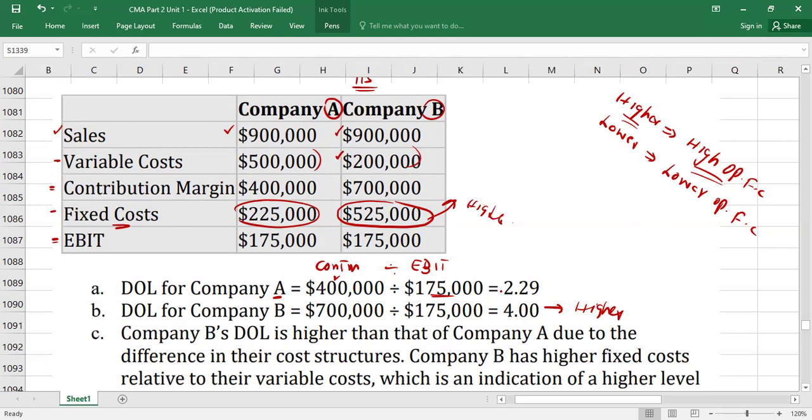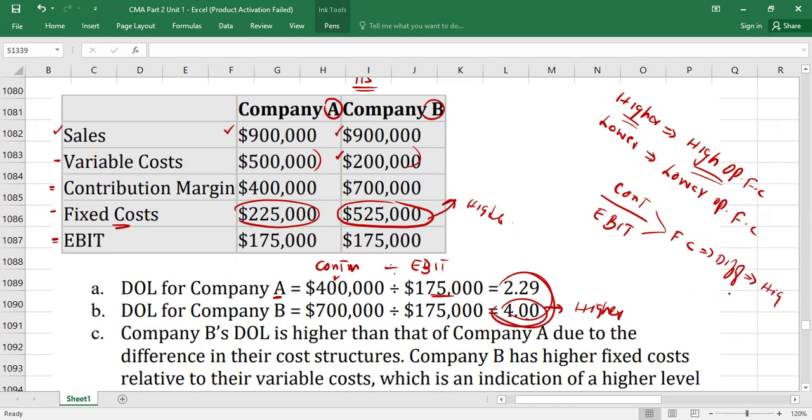So you cannot interpret the answer itself, like what does 4 mean? As I told you, this answer is only the explanatory factor for fixed cost. If the answer is higher, you will always assume that the business has a higher fixed cost. Now you have to think why. Because the numerator is contribution margin and the denominator is your EBIT, and we know the difference between these two is the fixed cost, right? If this difference is higher, automatically your answer will be higher.